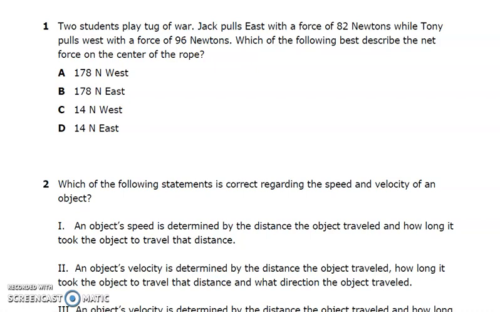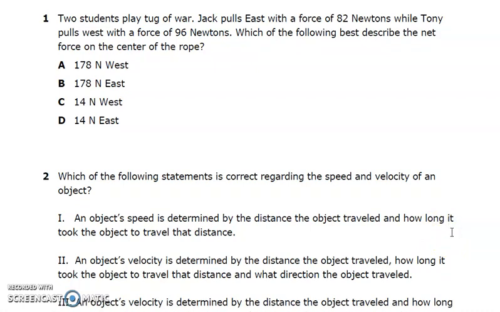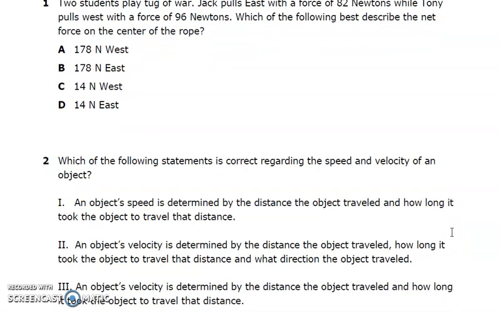A. 178 newtons west. B. 178 newtons east. C. 14 newtons west. D. 14 newtons east. Number 2. Which of the following statements is correct regarding the speed and velocity of an object?